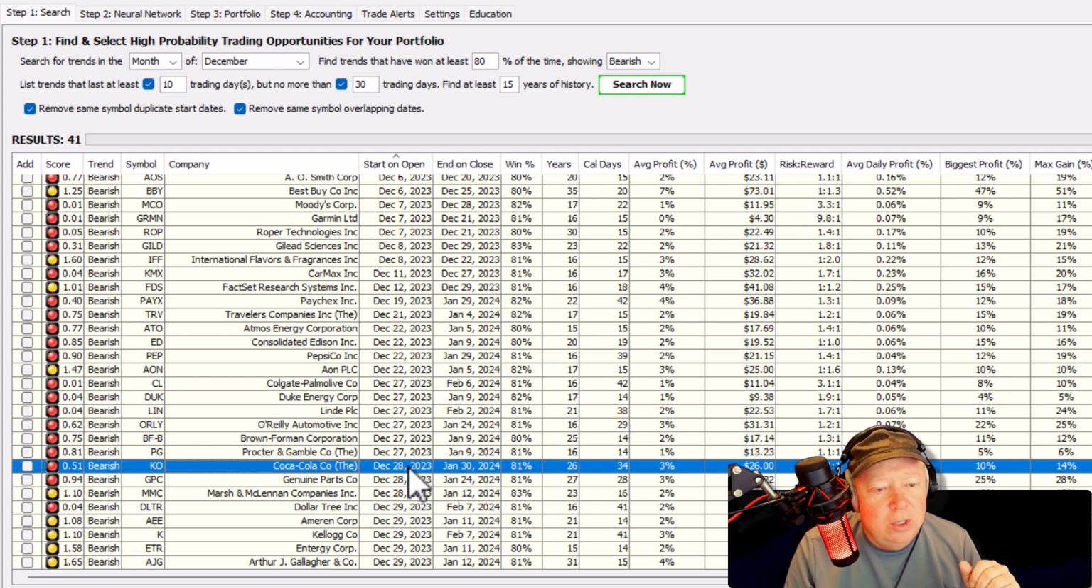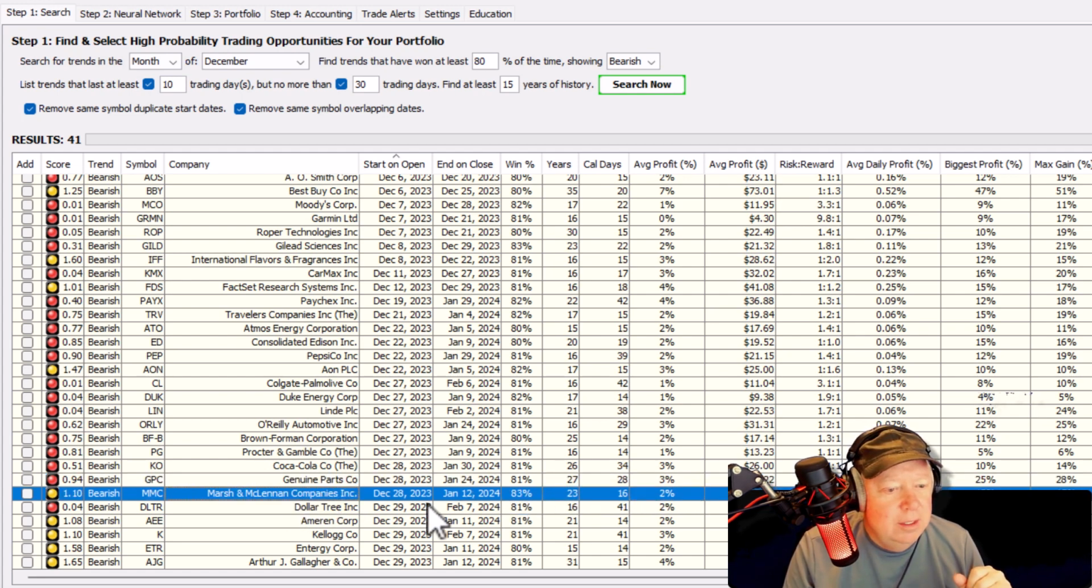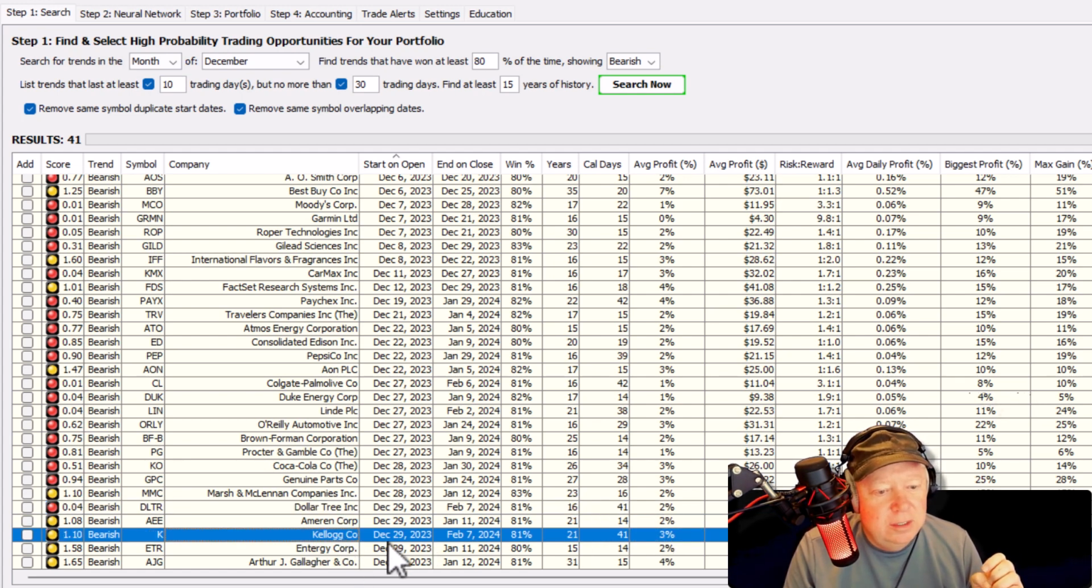So Coca-Cola, December 28th to January 30th, 81% of the time over the last 26 years. That dog doesn't hunt. Genuine Parts, December 28th to January 24th, 81% of the time over the last 27 years. That dog didn't hunt. Okay, Dollar Tree, December 29th to February 7th, 81% of the time over the last 16 years, that baby lost 2%. Kellogg's, December 29th to February 7th, 81% of the time over the last 21 years, that dog did not hunt between the end of December and the first part of February. 3%.